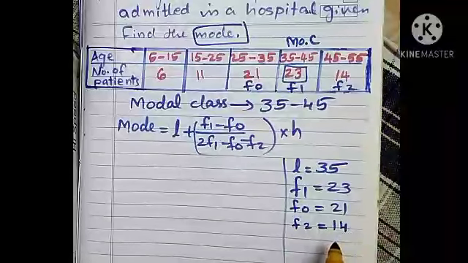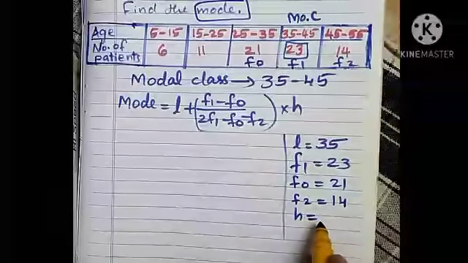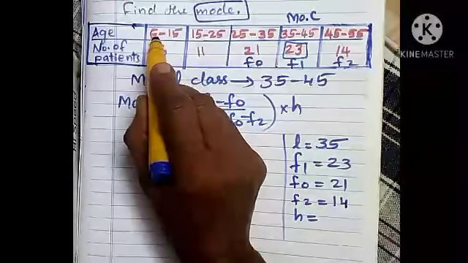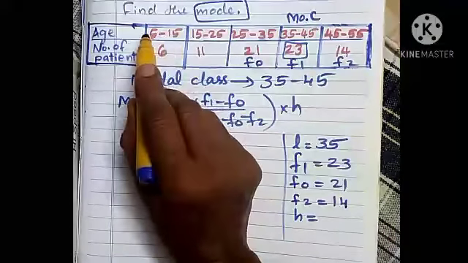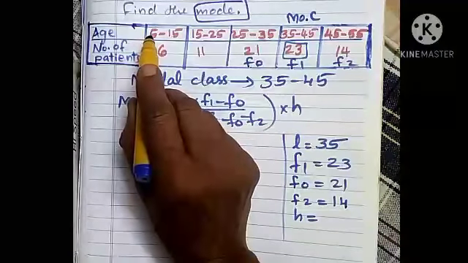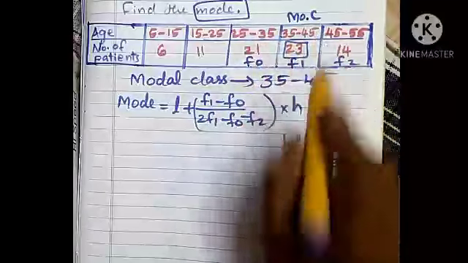Then F2 equal to, what is F2 equal to? 14. Understand? Now next, H equal to, how can we find H? Upper limit minus lower limit. So 15 minus 5. You know that for the class interval, the first number is the lower limit and the second number is the upper limit. Upper limit minus lower limit, that is H equal to 10. That will be the same in all the classes.